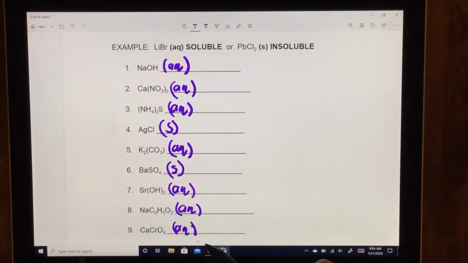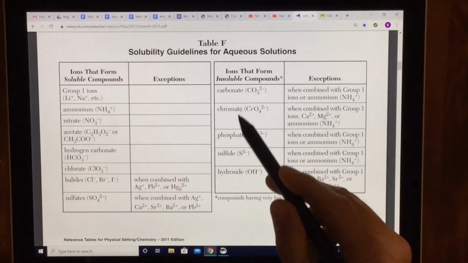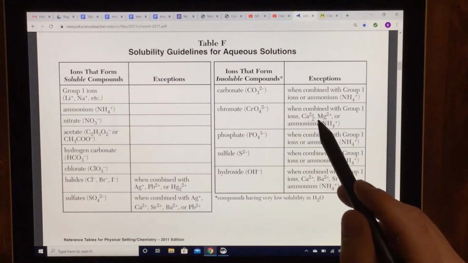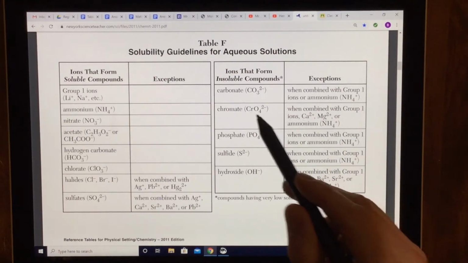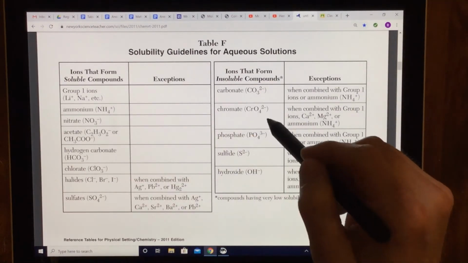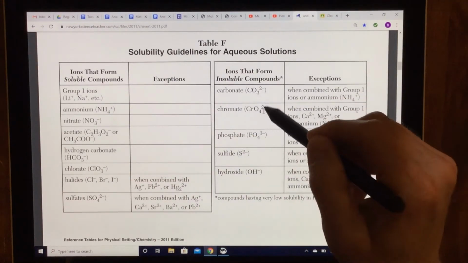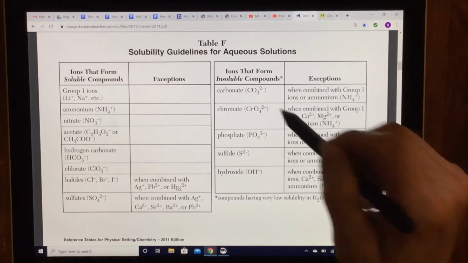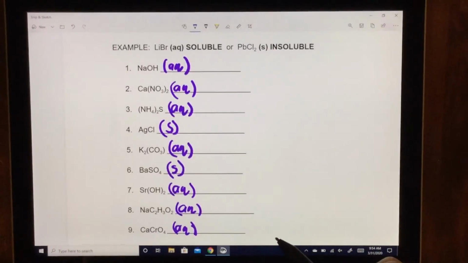And then CaCrO4, we look up CrO4. CrO4 minus 2 is here. Calcium is an exception. So CaCrO4 makes it soluble. So CaCrO4, instead of being insoluble because it's here, it's an exception, so therefore it's AQ. Okay, good.